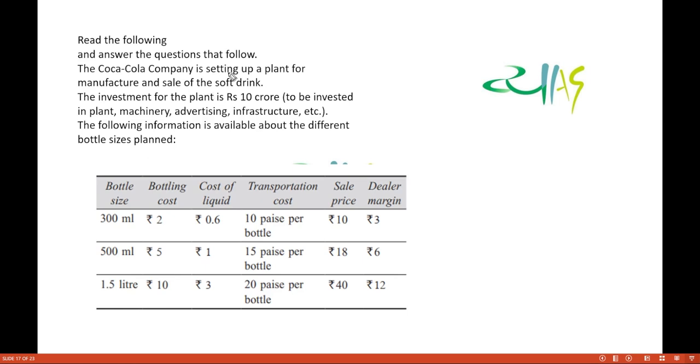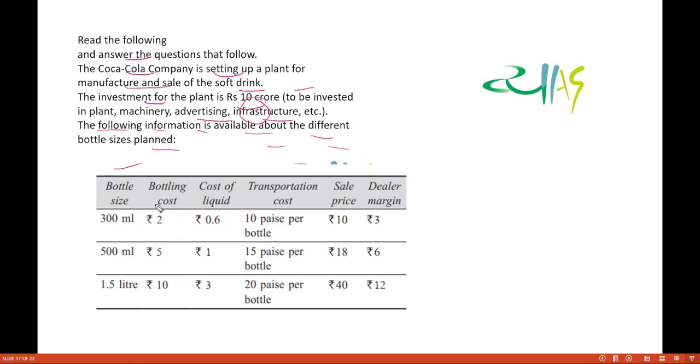Look at this question. It is saying, read the following and answer the questions that follow. The Coca-Cola company is setting up a plant for manufacture and sale of the soft drink. The investment for the plant is rupees 10 crore, to be invested in plant machinery, advertising, infrastructure, etc. The following information is available about different bottle sizes. So the Coca-Cola company is setting up a plant for manufacture and sale of the soft drink. Okay, and the investment is 10 crore. The following information is available.